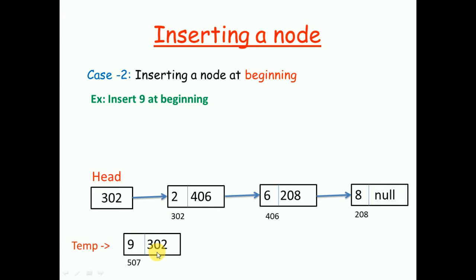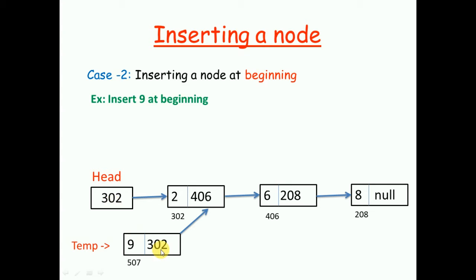Then what can I do? When I write 302 here, this will automatically point to this node. Then we'll store the address of this temp variable in the head variable. Then this link will be cut automatically, and this link will be created. So this is simple. First we copy 302 into this. Then 507 goes here. These things are happening.